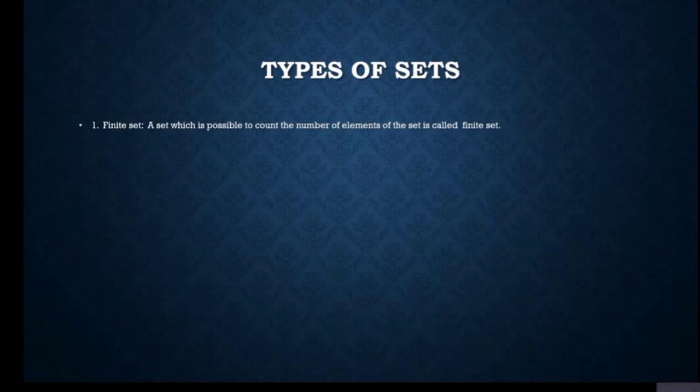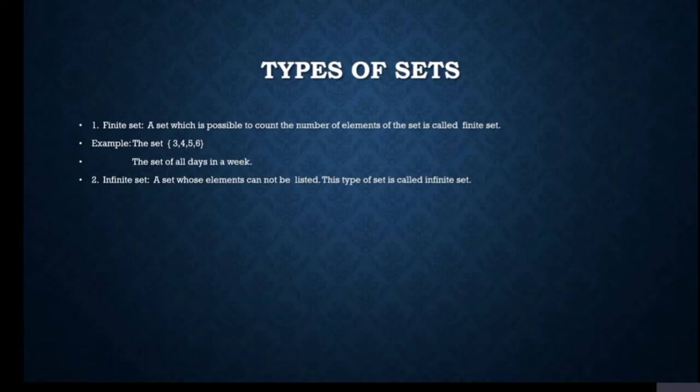First one is finite set. A set having a finite number of elements is called a finite set. A set for which it is possible to count the number of elements is called a finite set. For example, the set {3, 4, 5, 6} is a finite set. Set of all days in a week: this is also possible to count, so it is a finite set.